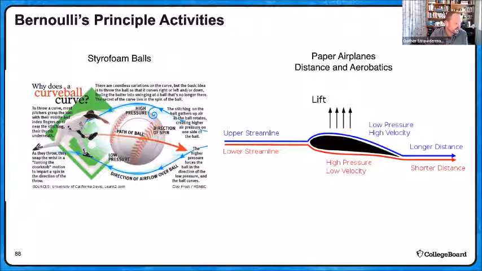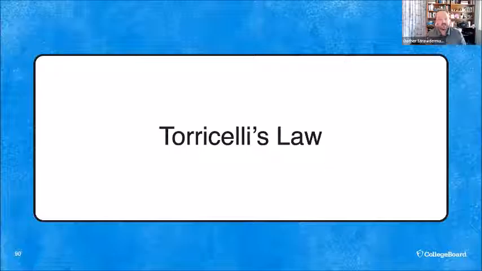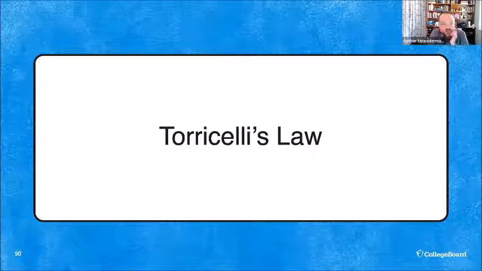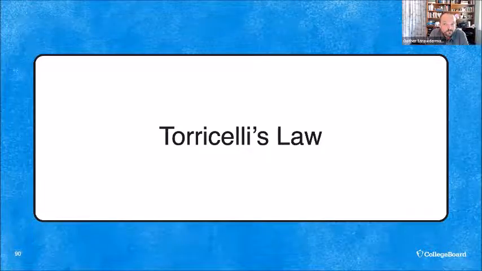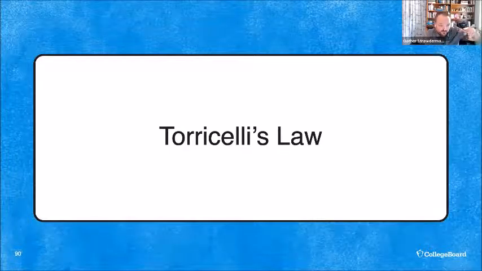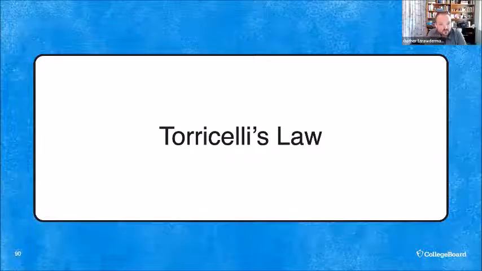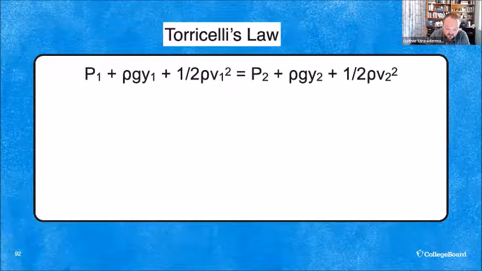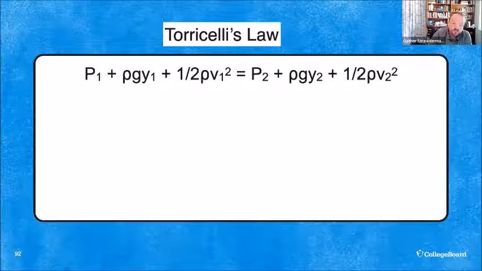There is a lab that is a simplification or a particular example of Bernoulli's called Torricelli's Law. And Torricelli's Law is, if I have a 2-liter pop bottle and I poke a hole in it, the water is going to squirt out. And as the water squirts out, the water level drops, and the soda doesn't squirt out as fast. And so you can simplify Bernoulli's equation to Torricelli's equation. I'll show you what that is real quick.